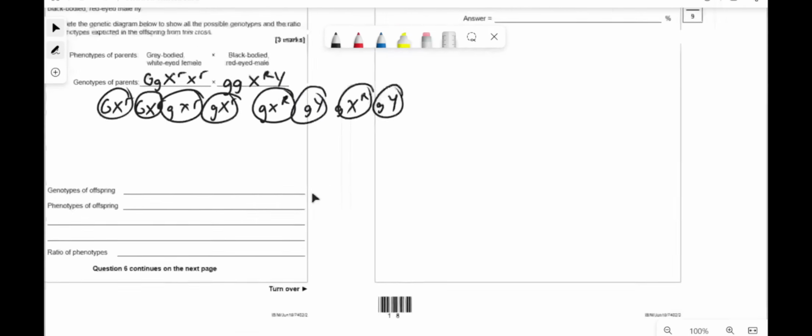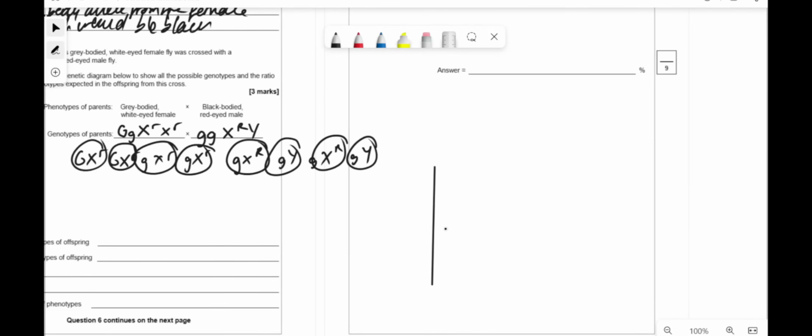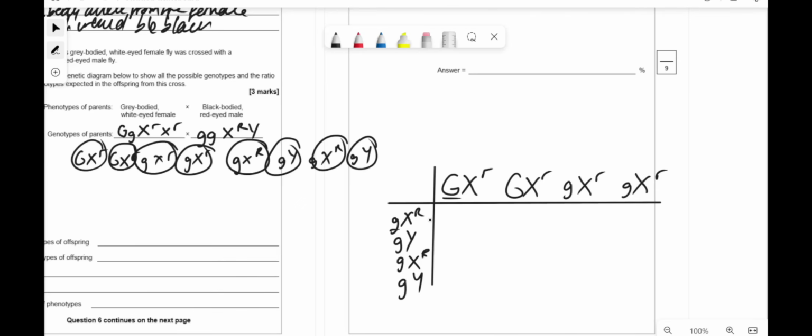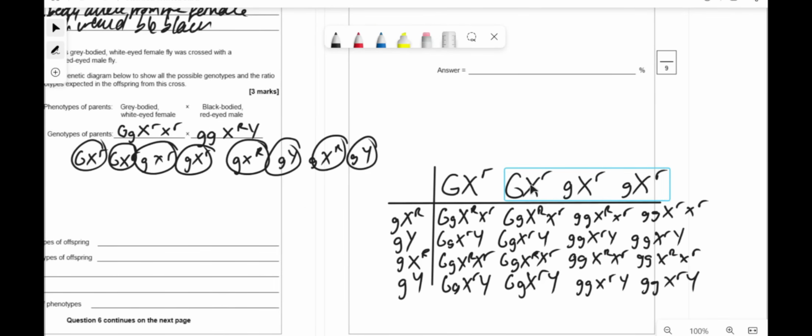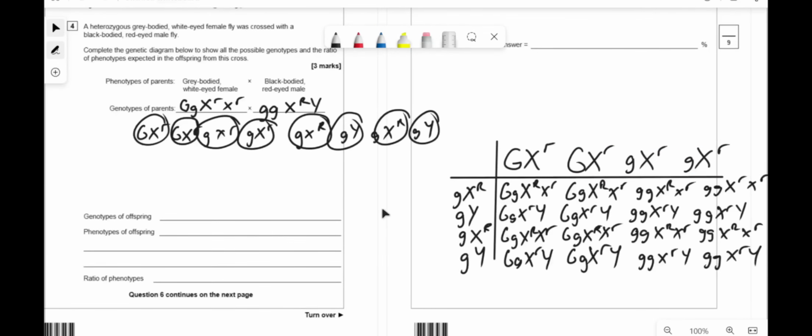I need more space, so it's going to move over here. When crossing them, keep the G's and the G's together. So if you put a capital G first, capital G comes before all of them in that way. So I would be big G, little g, X big R, X little r. I usually do the big ones first. And then it's going to be big G, little g, X big R, X little r, Y. And then we just have to count them all up into the different genotypes.